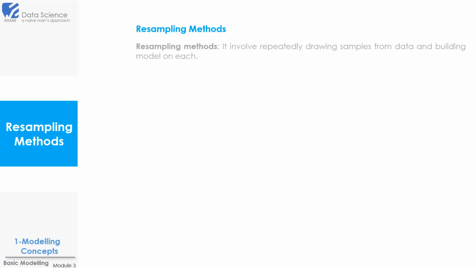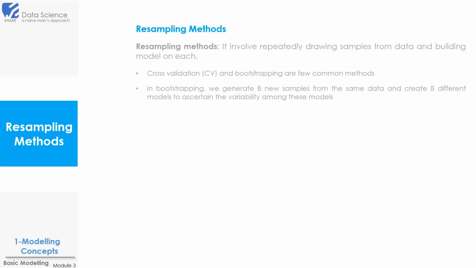So in resampling methods, we repeatedly draw samples from the data and build model on each of these. That is why it is called resampling. We are doing sampling over and over again. Now cross-validation and bootstrapping are a few common methods of this approach. We already know what bootstrapping is. In bootstrapping, we generate B new samples from our data and create B new models to ascertain the variability among these models.